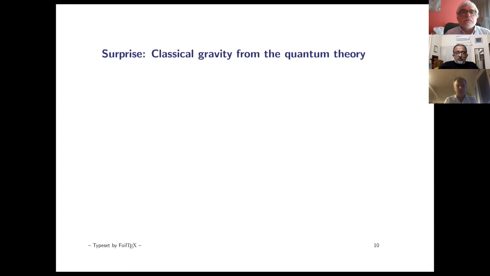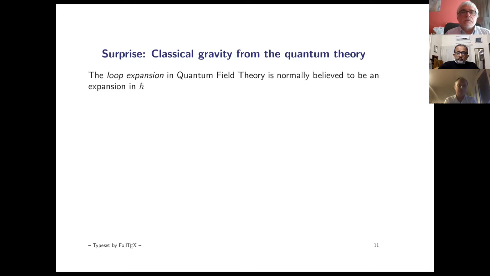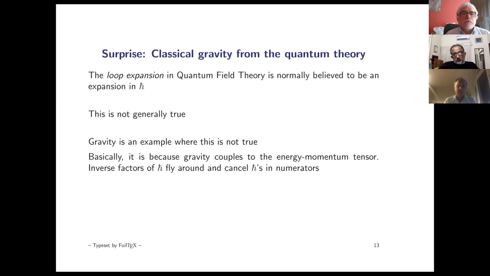The second point I want to bring up here is something that's maybe a little surprising to some, which is that you actually can get classical gravity from quantum theory in the quantum mechanical loop expansion. And the loop expansion is normally believed to be an expansion in h bar. If you look at, for instance, the textbook of Itzykson and Zuber, you can find a proof of that. But it's actually not quite correct. It is generically correct, but there are exceptions. And one of the exceptions is precisely gravity.